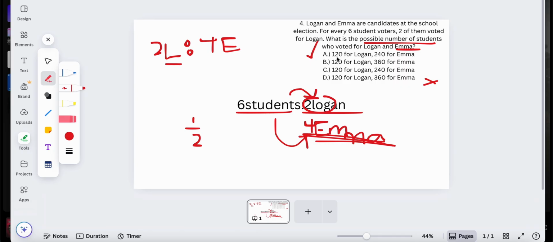So remember, 120 for Logan, 240 for Emma. It is being doubled. So the answer can either be A or C. The ratio is 2 to 4, but they're not simplifying all the way. They're just asking for the possible number of students who voted for Logan and Emma. This case will be A and C.